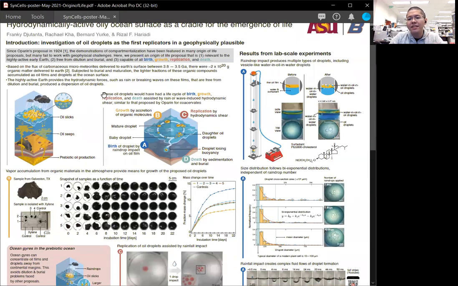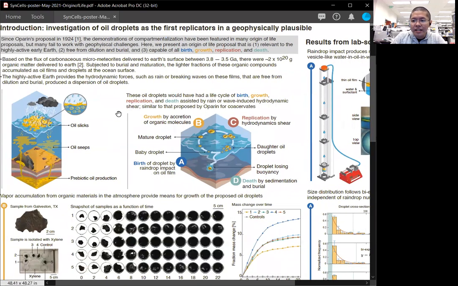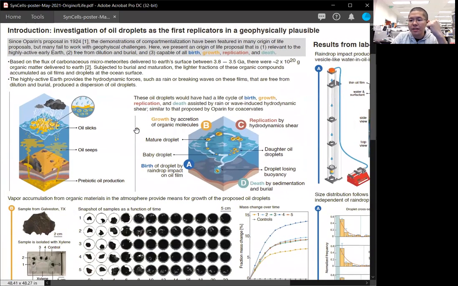So our proposal here aims to demonstrate a life emergence situation that is, one, free from dilutions and burial; second, relevant and taking advantage of the highly active environments of the early Earth; third, capable of demonstrating the birth, growth, primitive replications, and death process, which would provide a plausible opportunity for an evolution into a more complex organism.